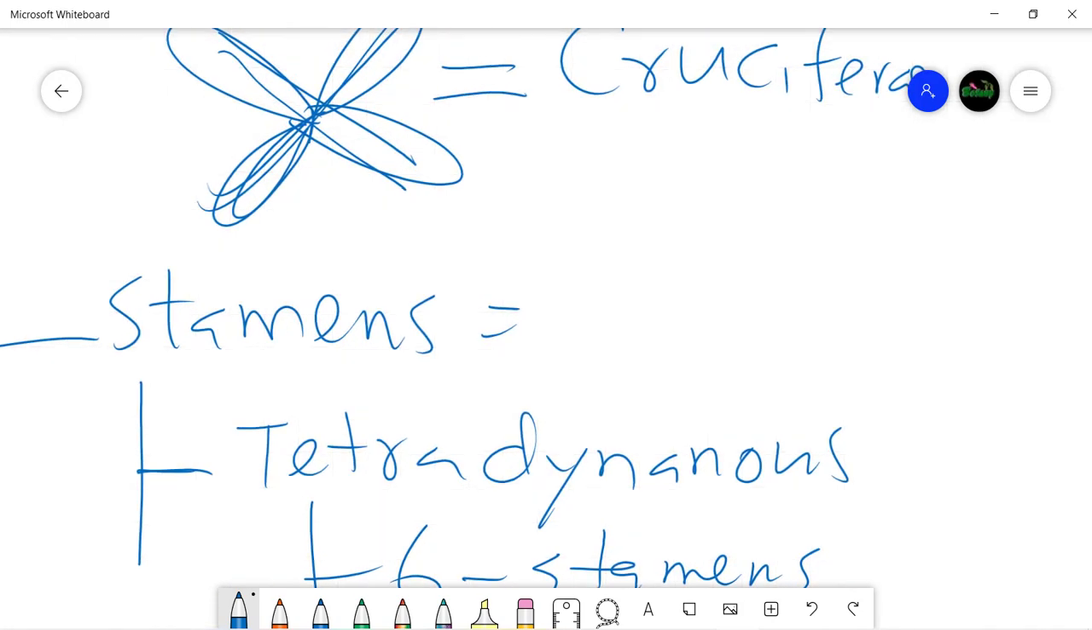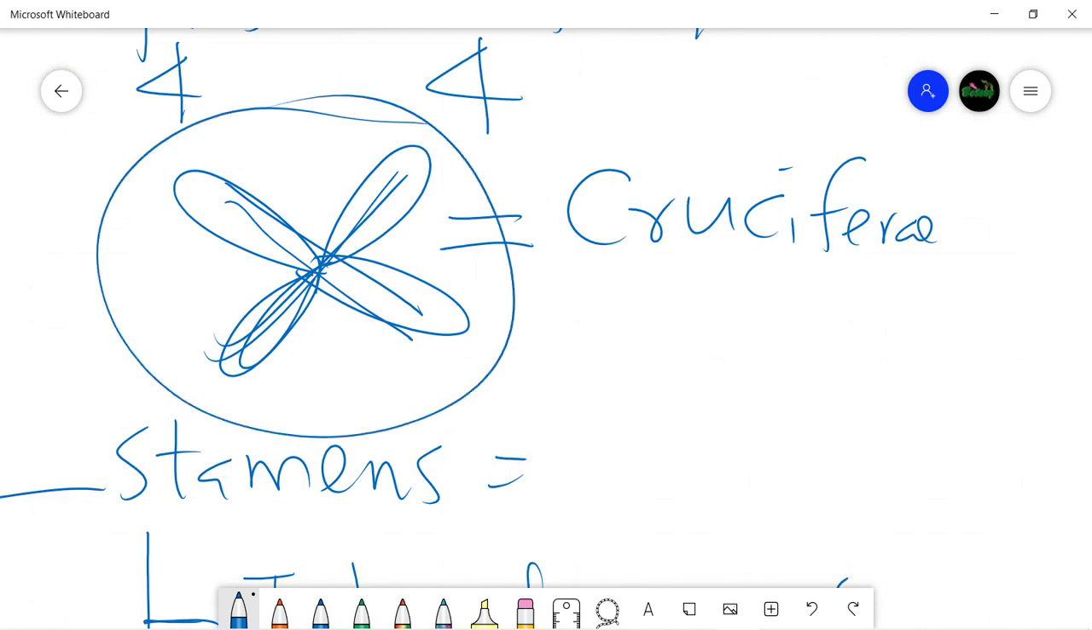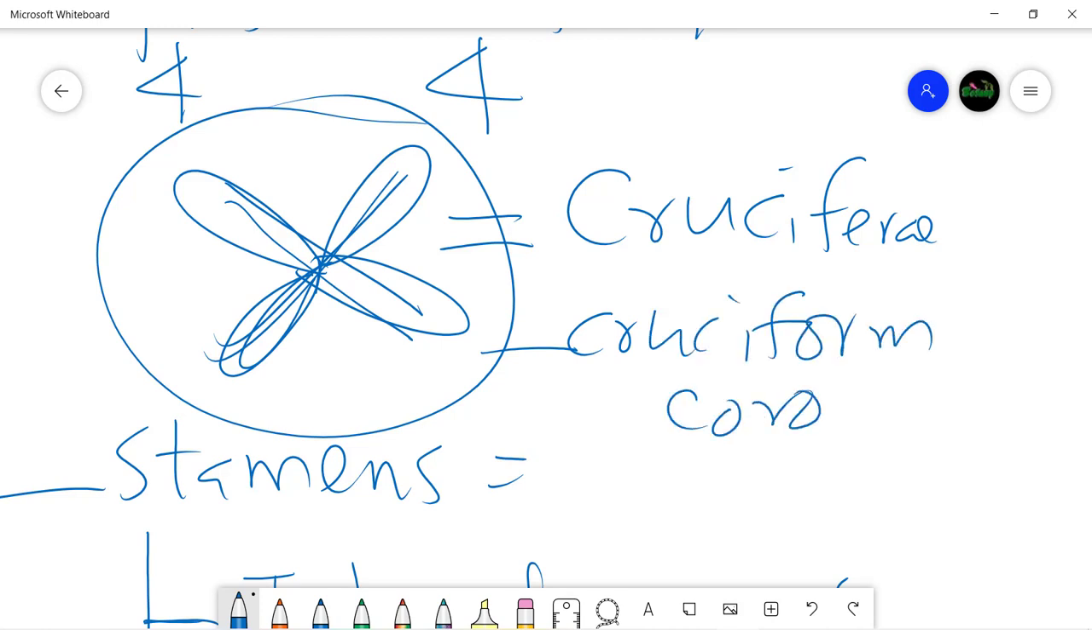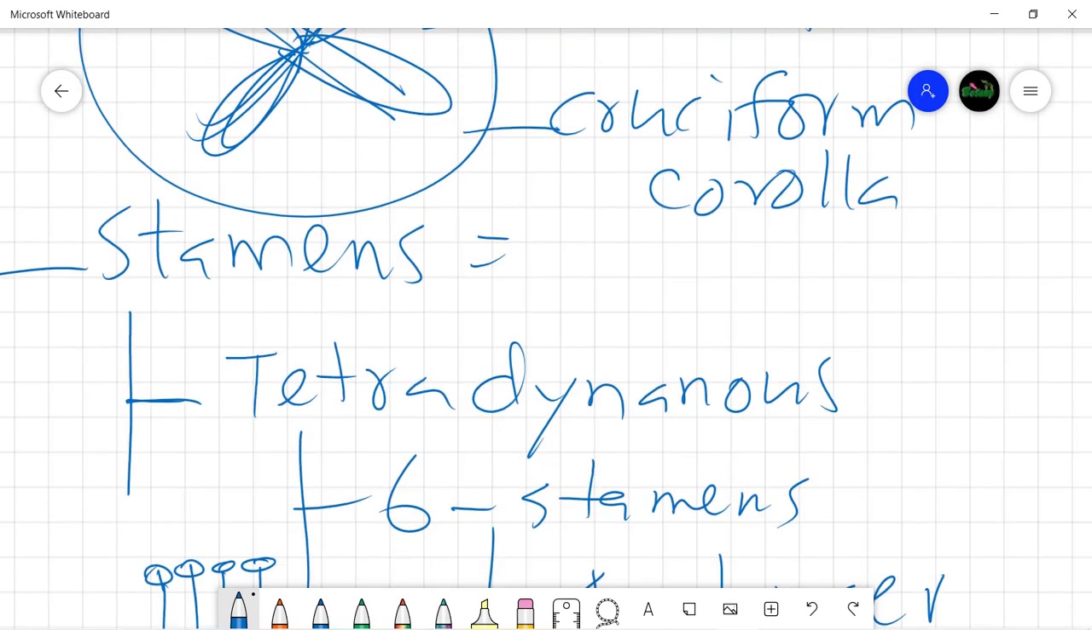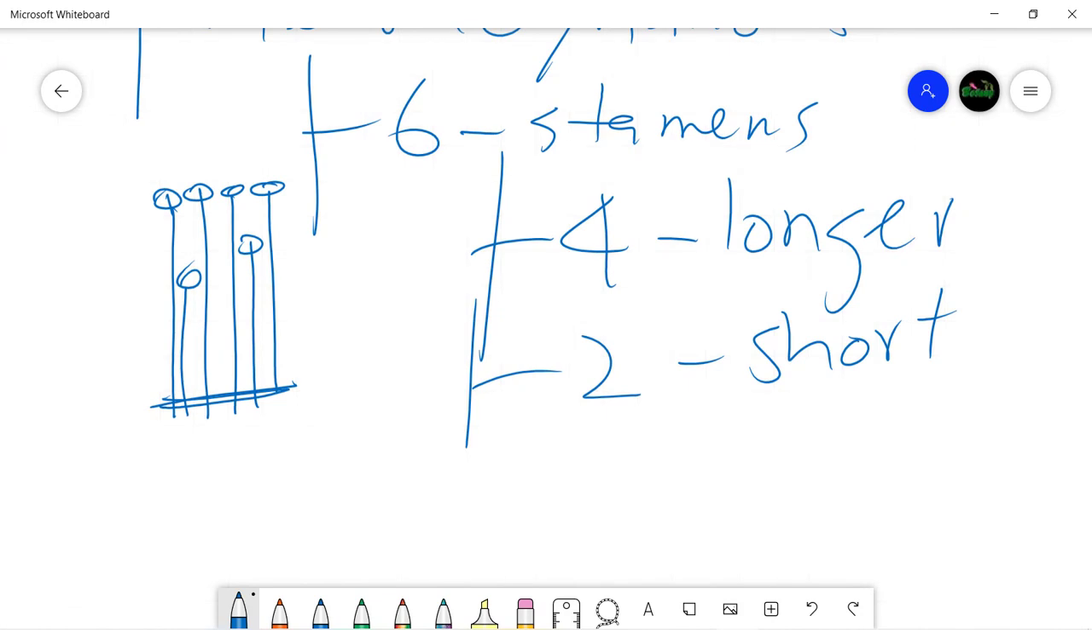So this particular character is also known as cruciform corolla, as we are going to discuss it in the corolla. And the next is the tetradynamous character of the stamens. Stamens 6, 4 long and 2 short.